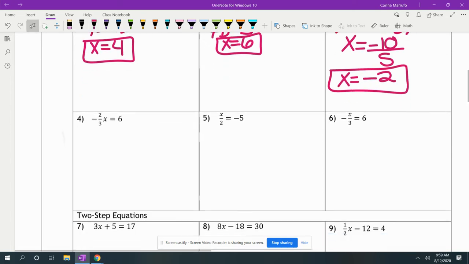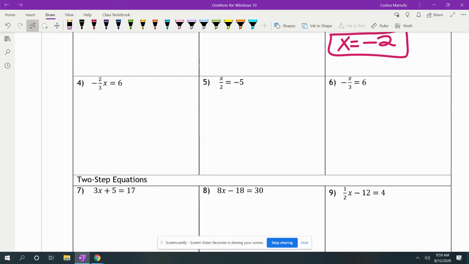Number 4. So on here we have negative 2/3 times x equals 6. So in order for us to solve for x, we are going to multiply by what we call the reciprocal. So 3 over 2. Okay, but because there's a negative there in the front, we can't just multiply by 3 over 2. We have to multiply by negative 3 over 2. So what you do to one side, you have to do to the other side.